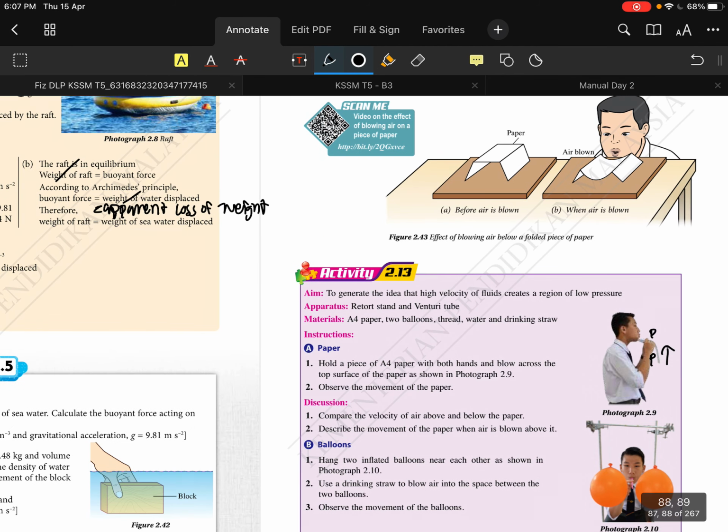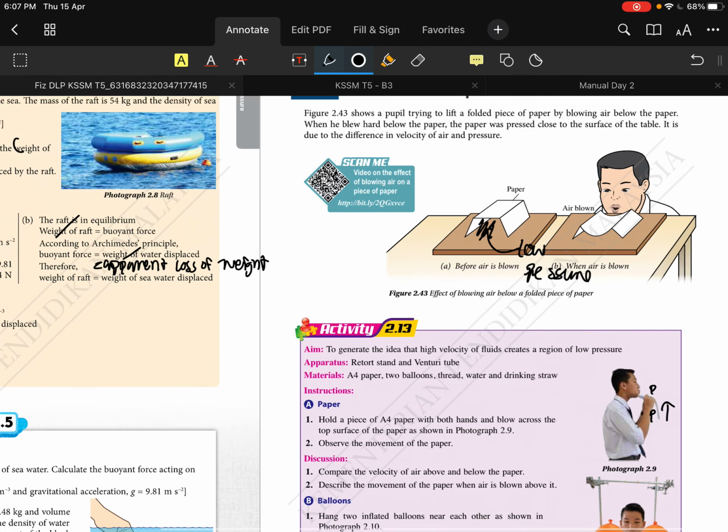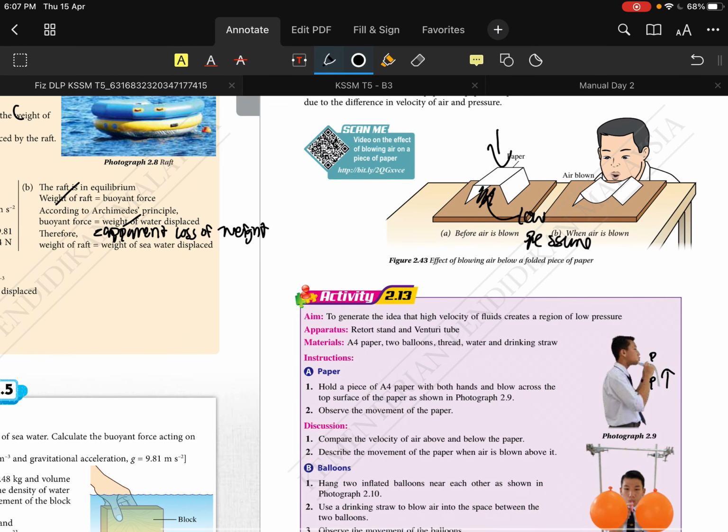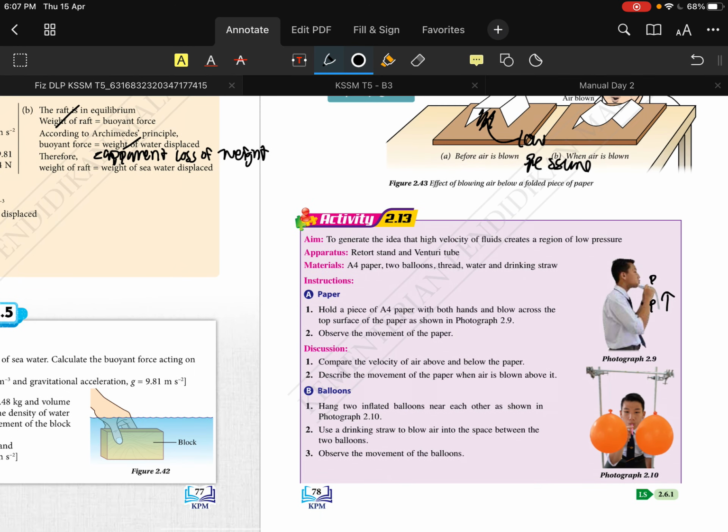So for example, if I were to blow air into this paper, into this hole, when I blow air, then air goes at a fast velocity. So when it goes at a fast velocity, this thing has low pressure. So when it has low pressure, air will go from the high region of pressure to the low region of pressure. So air will push downwards because it has to go from high to low.